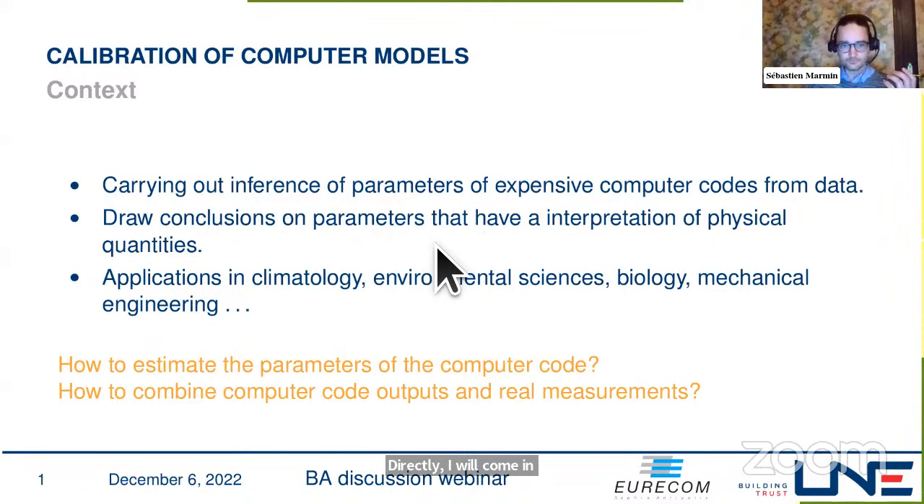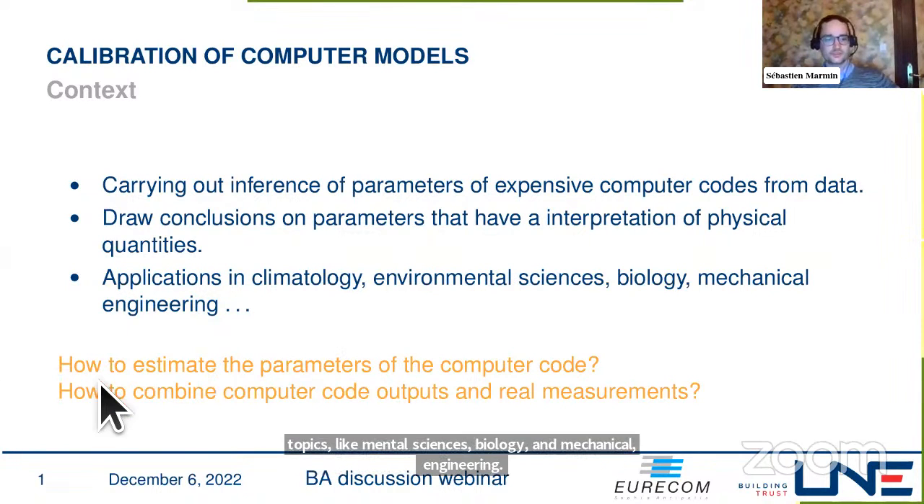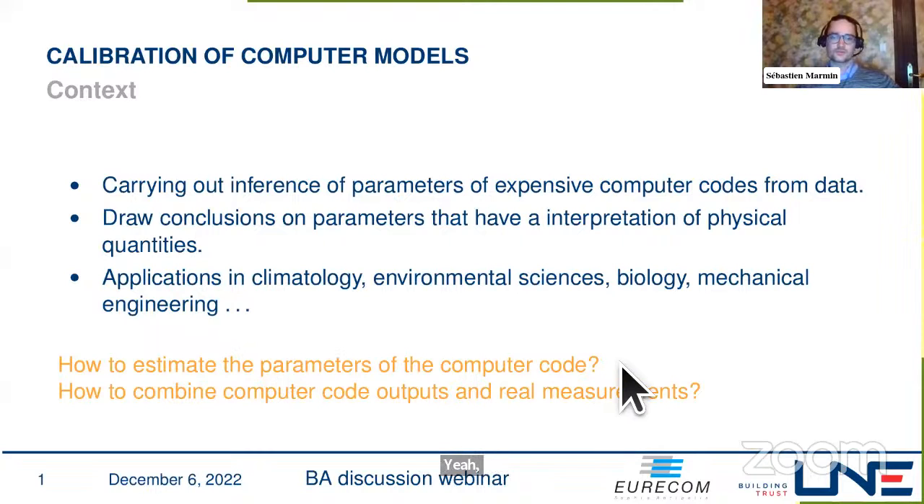Calibration of computer models has applications in many topics like environmental sciences, biology, and mechanical engineering, to name a few. So there are 2 main objectives: how to estimate the parameters of the computer code that tries to approximate a natural phenomenon, and how to make predictions, how to combine the computer code outputs and the real measurements. So there are 2 objectives, and sometimes they are not going in the same direction. They are a bit antagonistic.